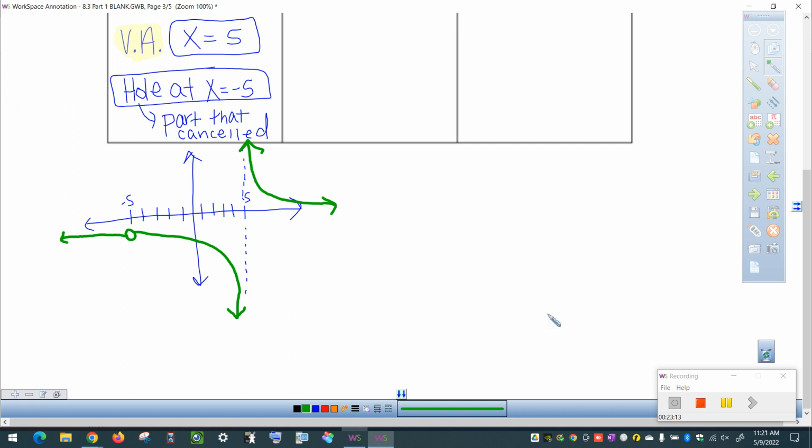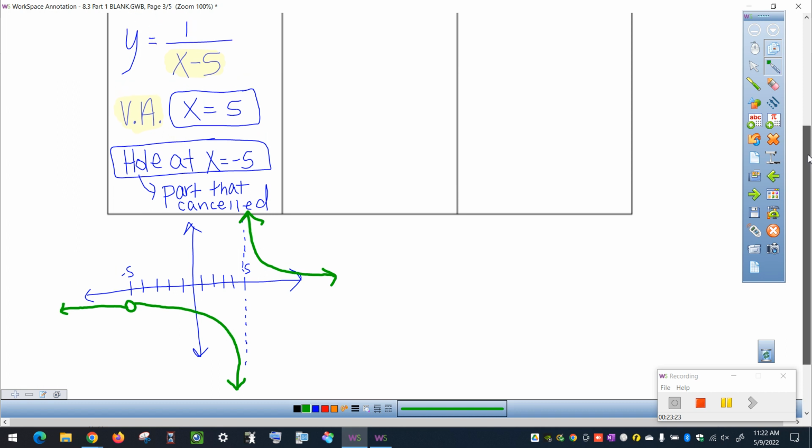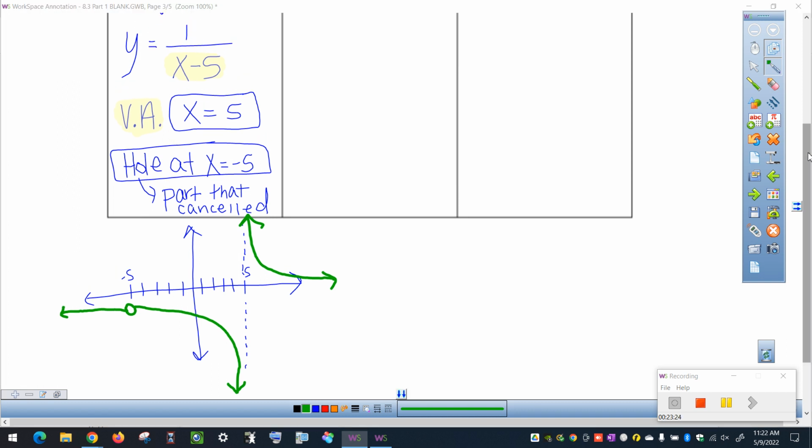What this graph is, this is actually transformed from the 1 over x that we did on the front page. It's just a transformation. So the x minus 5 down here in the denominator means that the original graph is now shifted 5 spaces over to the right. So that's where we get this general shape. But then we just make a big hole when we're actually graphing it, if we have a hole.